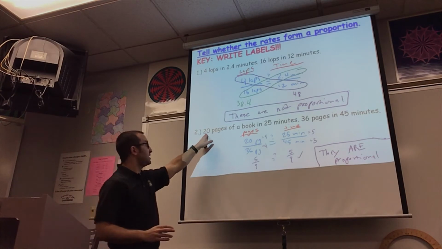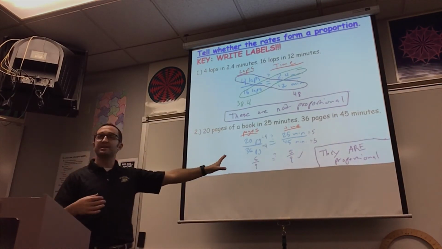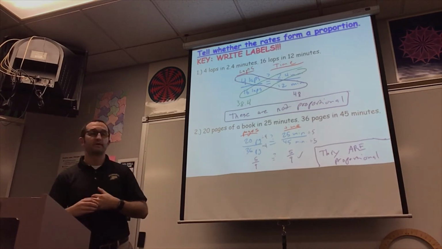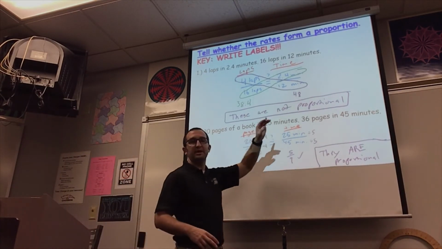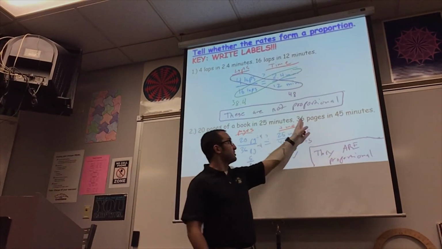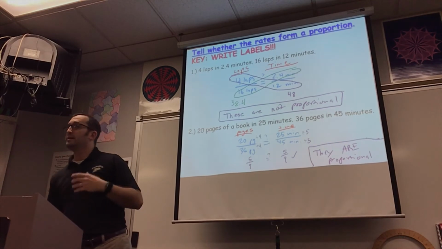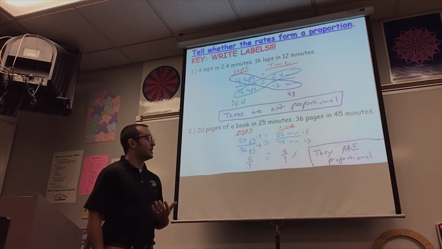Did anybody do 20 compared to 25? 20 over 25? Yes, sir. Great. I did it the other way because I wanted to show you both ways. Okay? So 20 over 25 would be 4 over 5. 36 over 45, you divide both of those by 9, you get 4 over 5. And you get the same stuff.